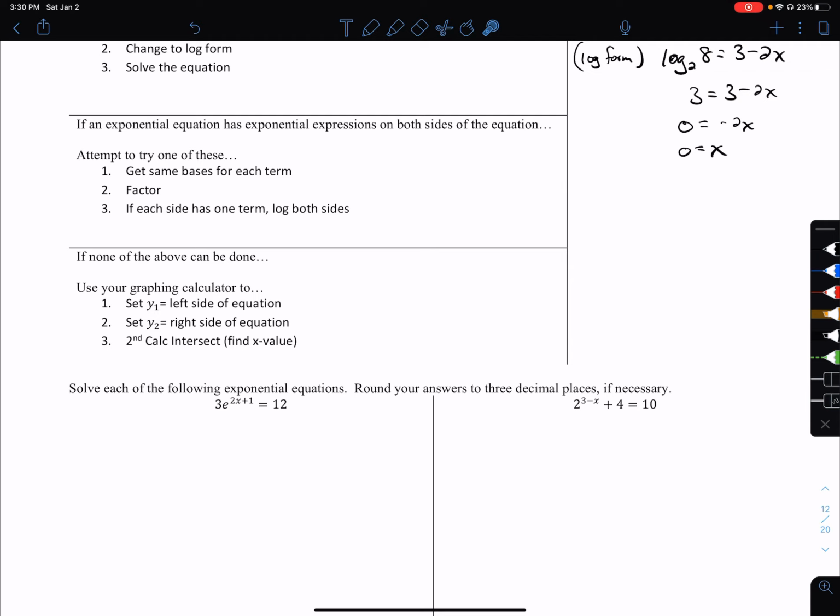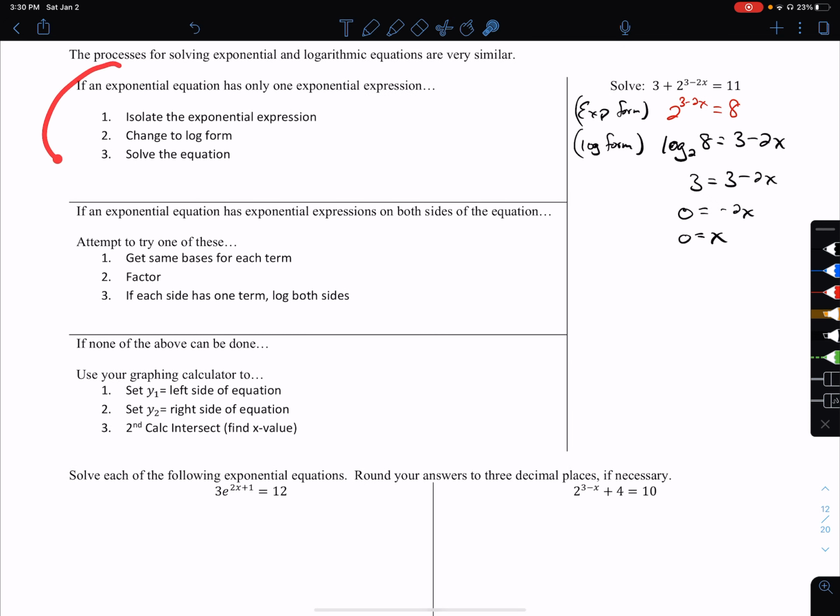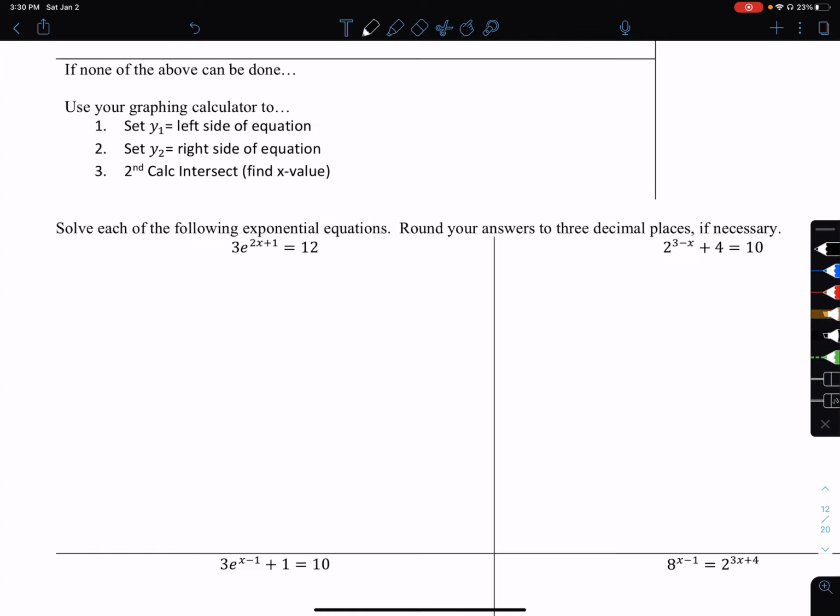So here are some other scenarios. If an exponential equation has an exponential expression on both sides, there are other things you can do. If that doesn't work, then there's the last option. So let's see if we can do more of the ones where an exponential equation has only one exponential expression, which this one does.